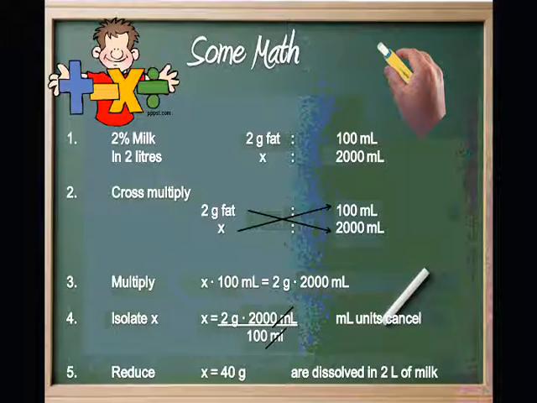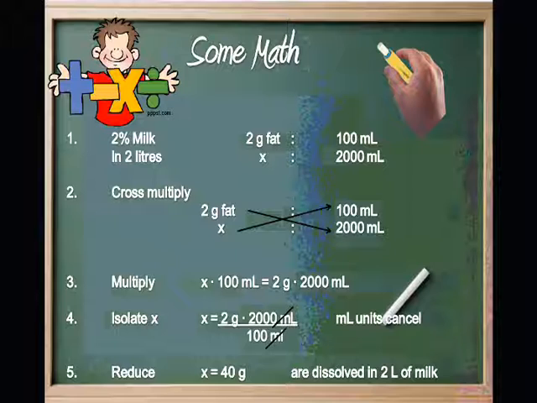Let's look back at the 2% milk. 2 grams of fat corresponds to 100 mLs of milk. But what about 2,000 mLs? As you can see, I designated an x. In step 2, I will cross multiply. So 2 grams of fat goes to 2,000 mLs, and the x goes to the 100 mLs.